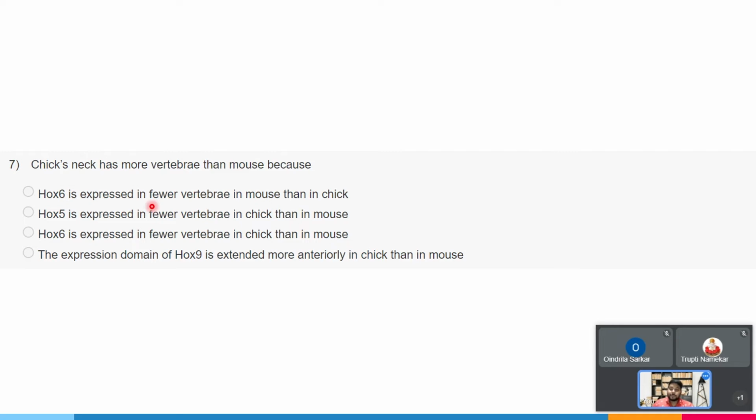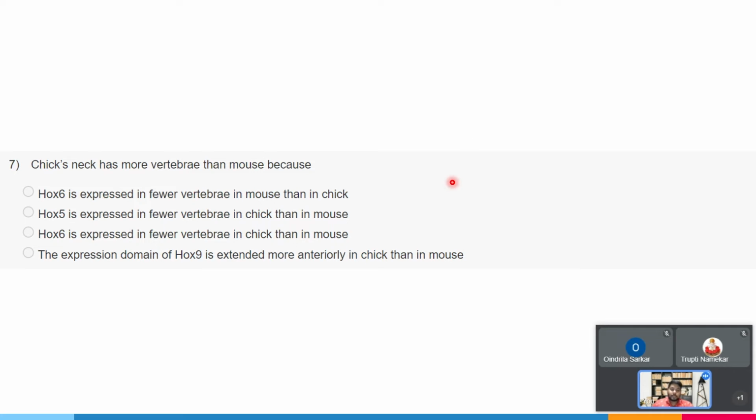HOX6 gene is expressed in fewer vertebrae in mouse than in chick. HOX5 is expressed in fewer vertebrae in chick than in mouse. HOX6 is expressed in fewer vertebrae in chick than in mouse. And the expression domain of HOX9 is extended more anteriorly in chick than in mouse.